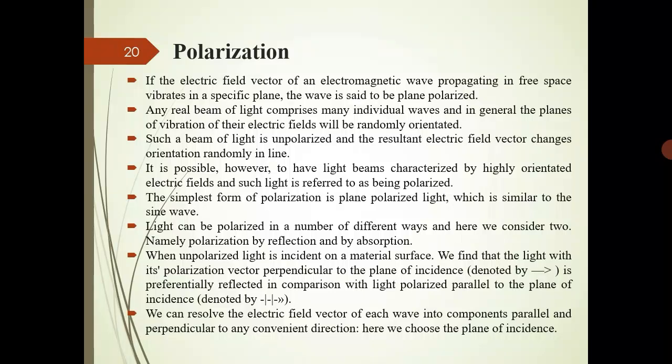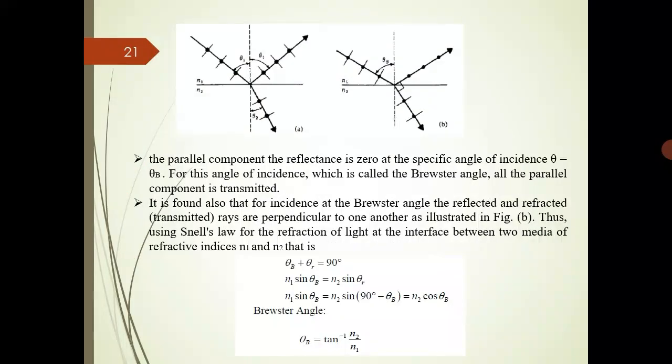It is possible only when a beam of light is characterized by a highly oriented electric field, and such light is referred to as a polarized beam. The simplest form of polarization is a plane polarized wave, which is similar to the sine wave. Light can be polarized in many ways. Here we consider two concepts, one is by reflection and the other is by absorption.